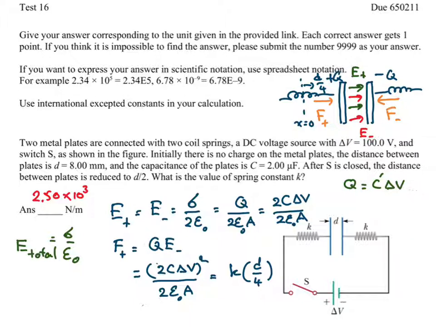C prime delta V. Now we don't know the value of C prime, but we can calculate it from the initial capacitor C, because we know that at the initial configuration the capacity of these two plates is 2 microfarad. And after we put the charge on this plate, the gap reduced to d over 2. We know that for the parallel plate capacitor, we have that C is equal to epsilon naught A over D.